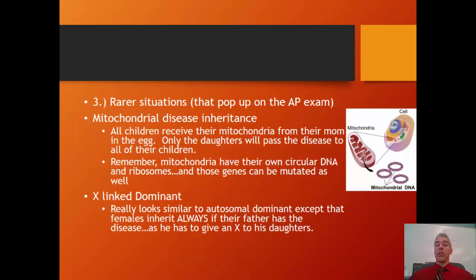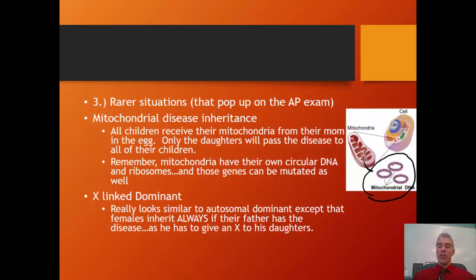There are also some rare situations that you sometimes see on the AP Bio exam. One is mitochondrial inheritance. As you can see here, our mitochondria have DNA, in fact a circular piece of DNA. Remember, mitochondria are hypothesized to have evolved from early prokaryotes that were very good at cellular respiration, that were engulfed by ancestral eukaryotes, and they formed a symbiotic relationship.